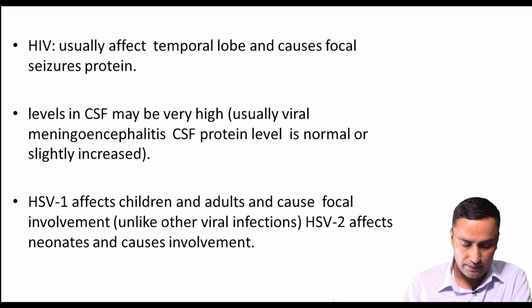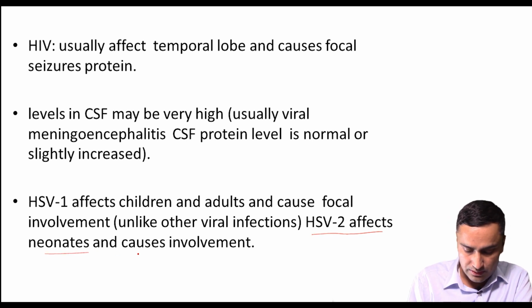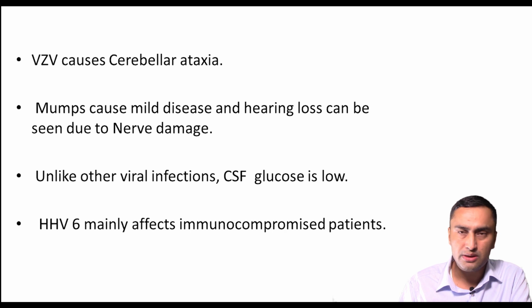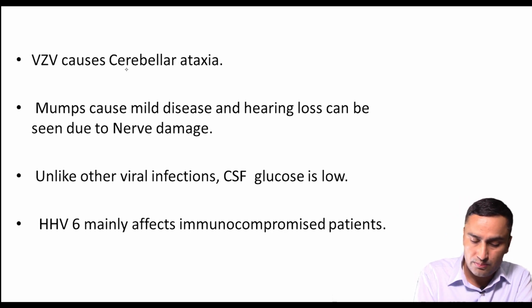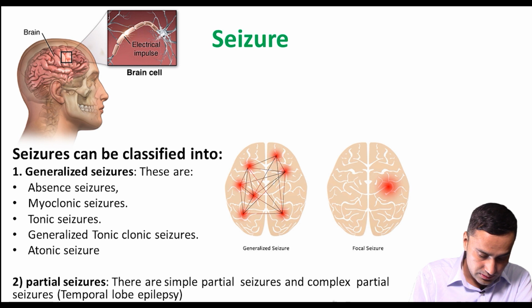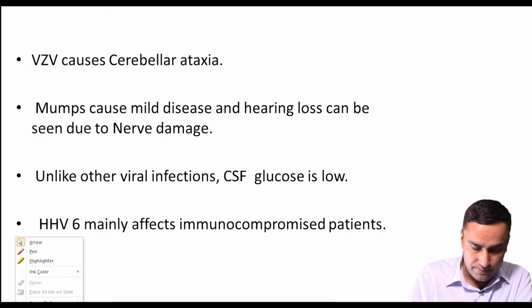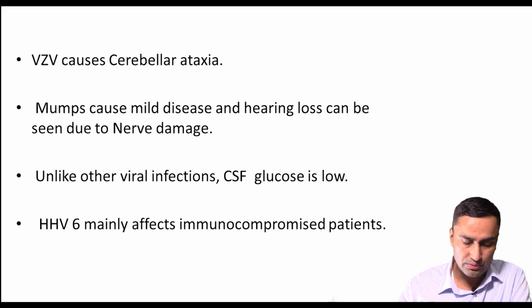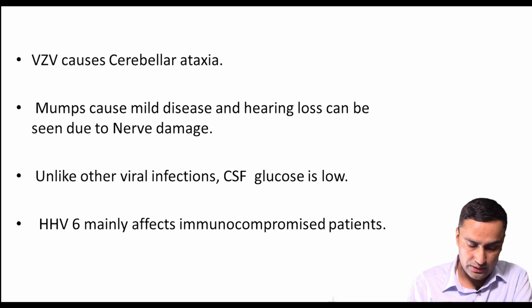Herpes simplex 2 affects the neonates and causes involvement of the brain. Varicella zoster virus causes cerebellar ataxia. This is another important point, so you should memorize this term. Mumps causes mild disease, and hearing loss can be seen due to nerve damage. Unlike other viral infections, CSF glucose is low. HHV-6 mainly affects immunocompromised patients.